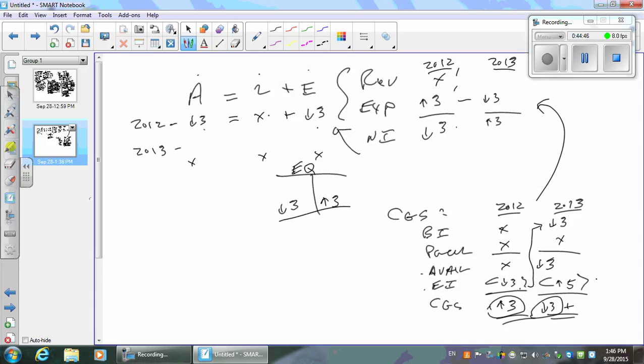Ending inventory is too high. Let's put it over here. Ending inventory is too high by 5. Liabilities are just fine. Well, it must be the case with equity, everybody. We already know the answer. Too high by 5.